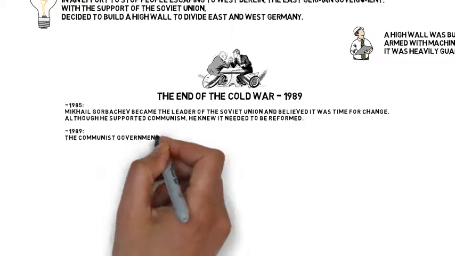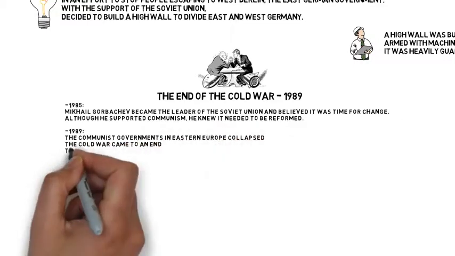Jump forward 4 years and we see in 1989, the communist governments in Eastern Europe collapsing, the Cold War ending, and the Soviet Union breaking up.